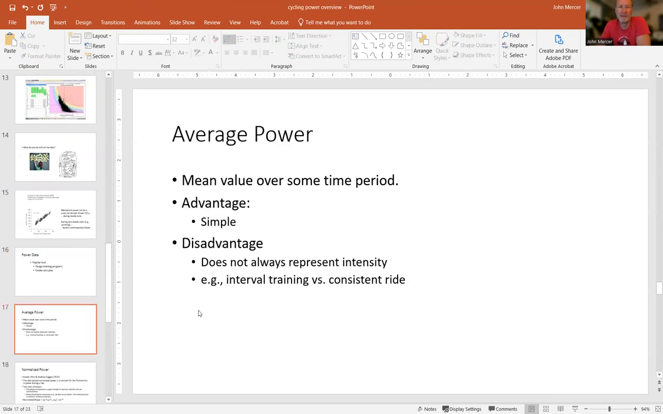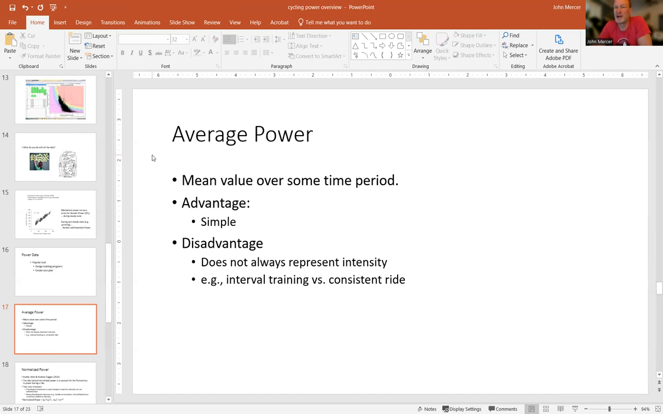So now I want to just go over a couple terms that people use to describe the power data that they're getting from their devices. Well, one is average power, and that's simple. It is literally just the average power over some time period. You may look at 30 seconds, you may look at an hour, you may look at 2 hours, whatever it is. You're taking just the average power of that time window. Simple, easy to calculate, easy to understand.